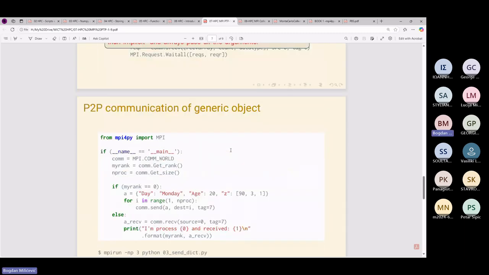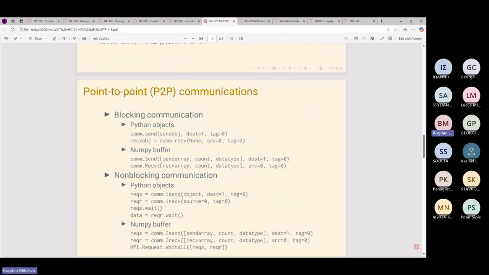We have seen here. I haven't checked the chat, but I think there are none. Yeah, I think no questions.